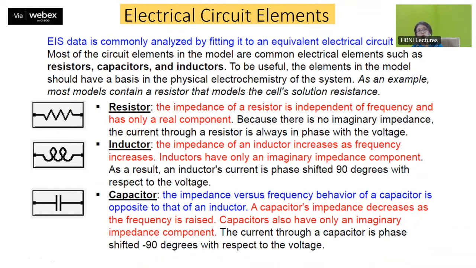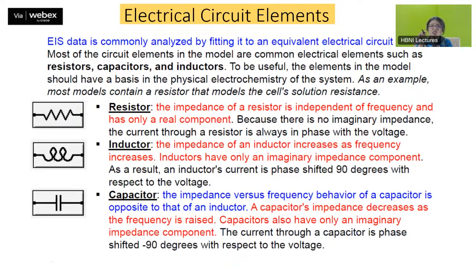Now you have your plot, but you have to do some fitting to find out what the different processes taking place in your cell are. So you have to do a fitting with an equivalent electric circuit model. What are the different things you will use? The common electrical elements like resistors, capacitors, inductors. Most of the models will contain a resistor, which models the cell's solution resistance. The impedance of a resistor is independent of frequency and has only a real component. So remember, there is no imaginary component for a resistor.